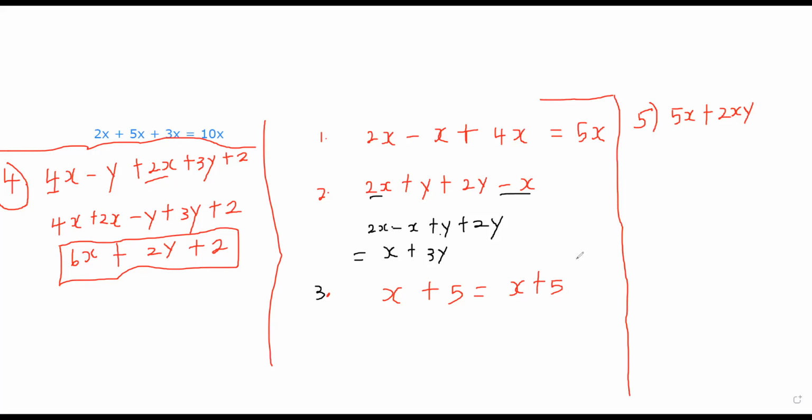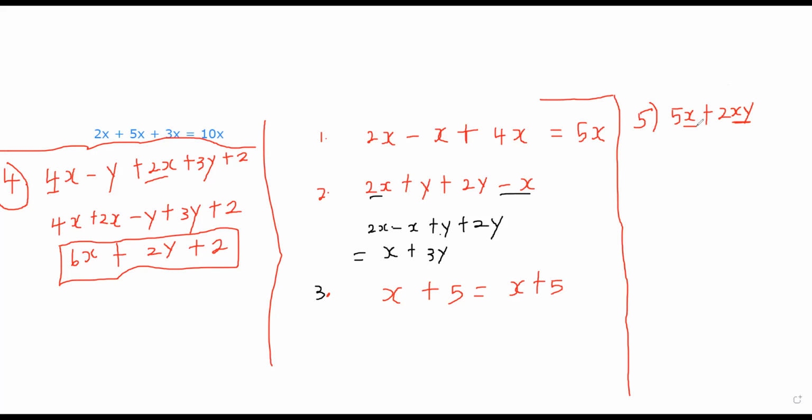Good. So we have 5x plus 2xy, right? But we need to understand in math that even though x is here, the variable is a composite variable, meaning the entire variable here is xy. So the term is xy. This one here, the term is x.